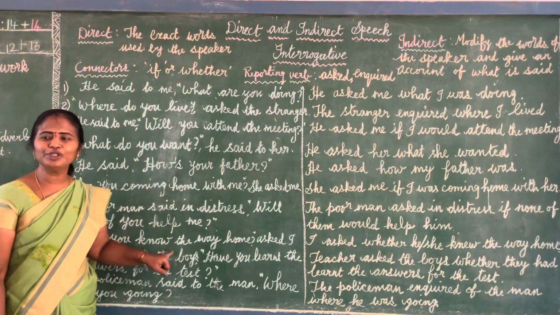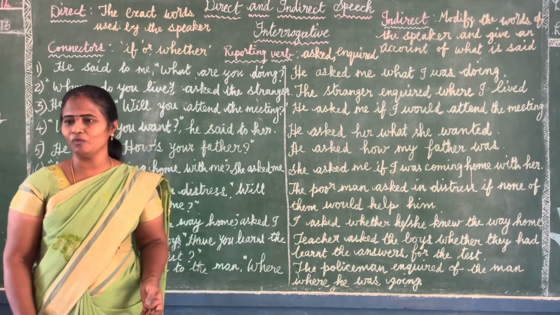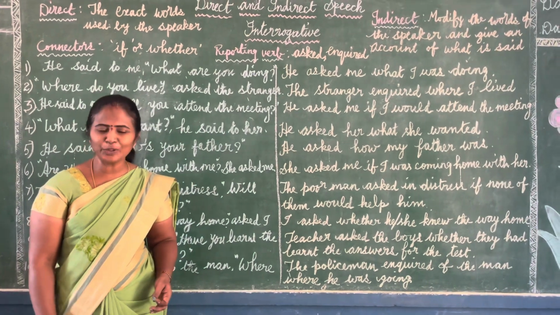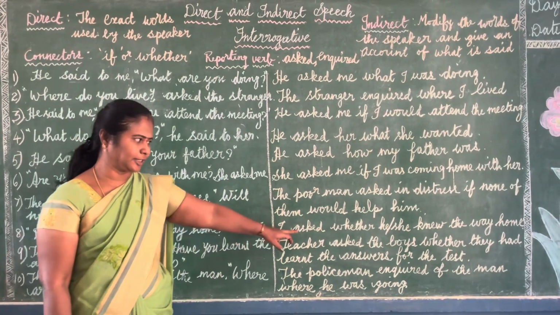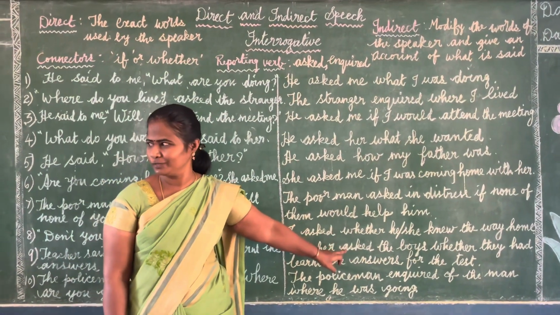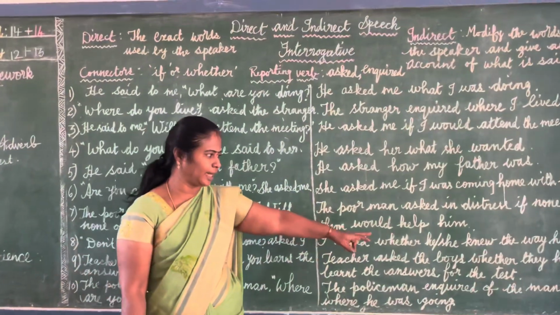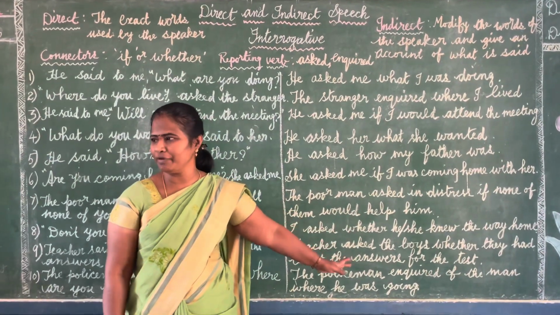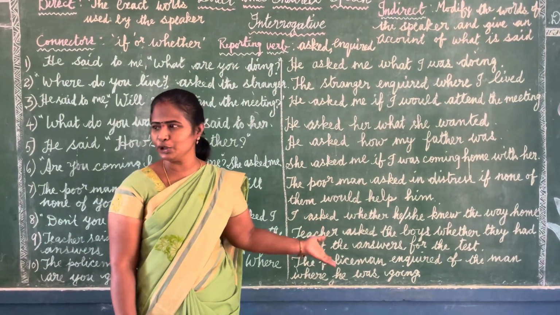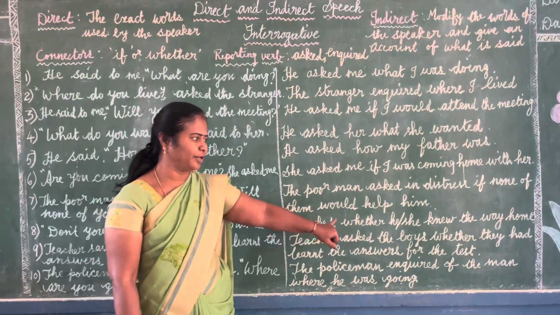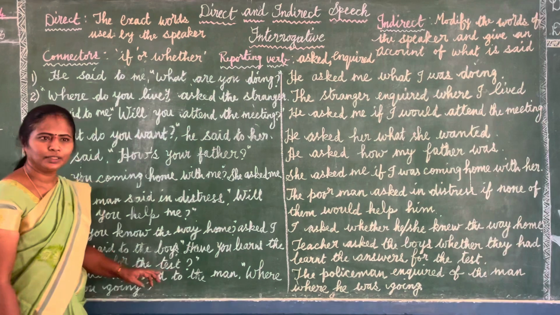Okay. Next. "Don't you know the way home?" asked I. What type of question is it? Yes or no type question. So we have to add "if" or "whether" as the connector. I asked whether. Here nothing is given, so we can try: I have written he or she knew the way home. "Know" will be changed to "knew". "Know" is the present tense and the past form is "knew". Understood? So I asked whether he or she knew the way home. Is it clear?